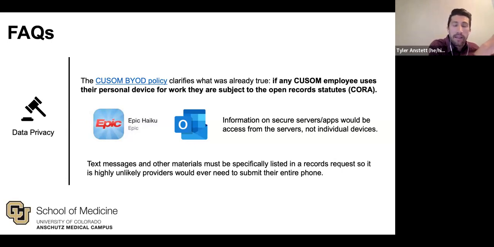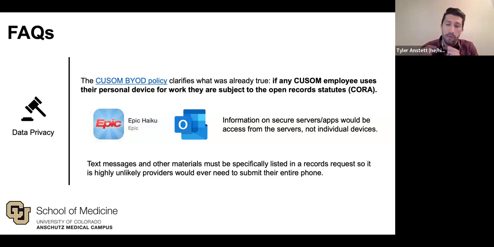And by the way, anything that's on a secure server, whether it's through the secure mobile application or through your email, anything that needs to be queried from an open records request can query those servers, not your individual device. Now, if you do happen to do things for work through text messages that's not through these secure mobile applications, then yes, they could request things from your device.